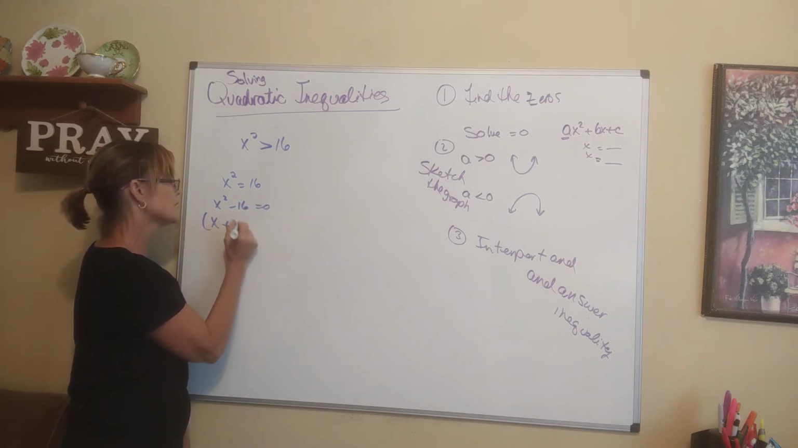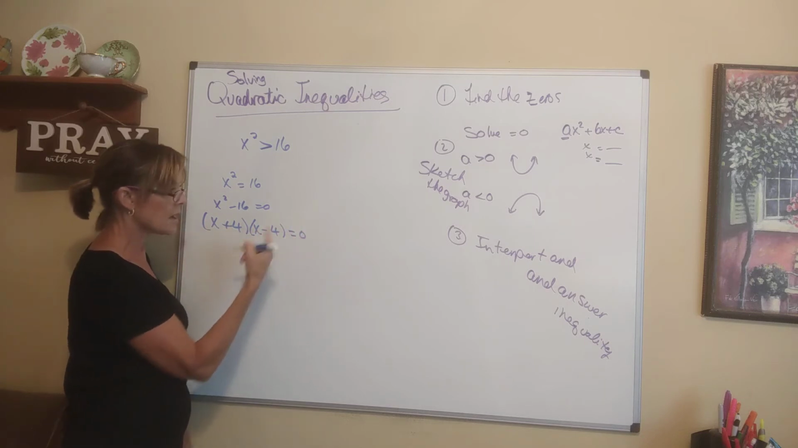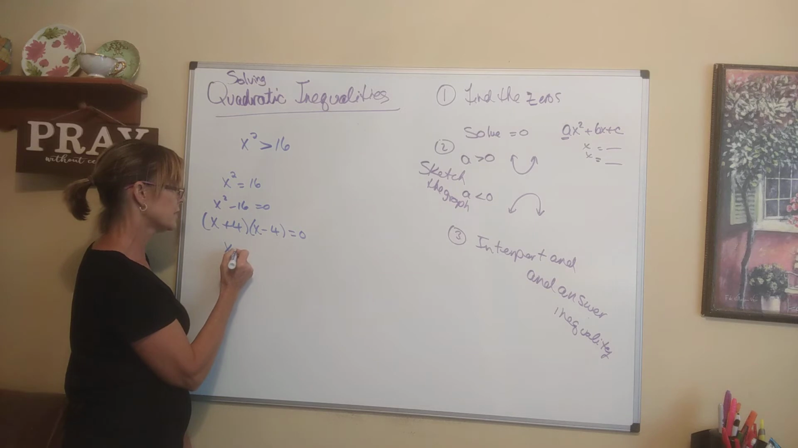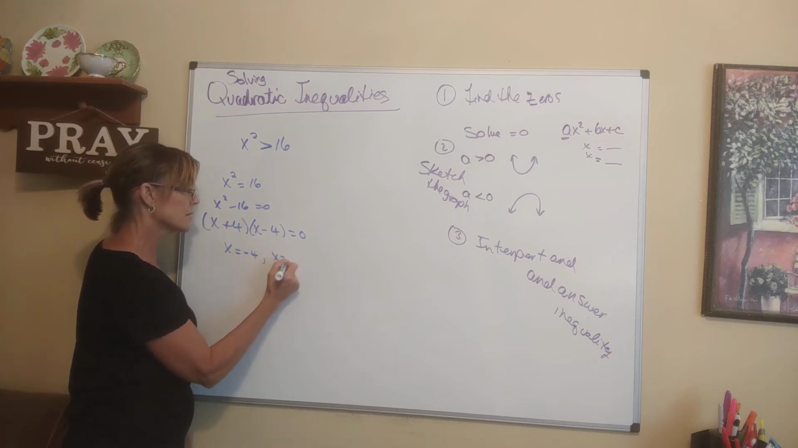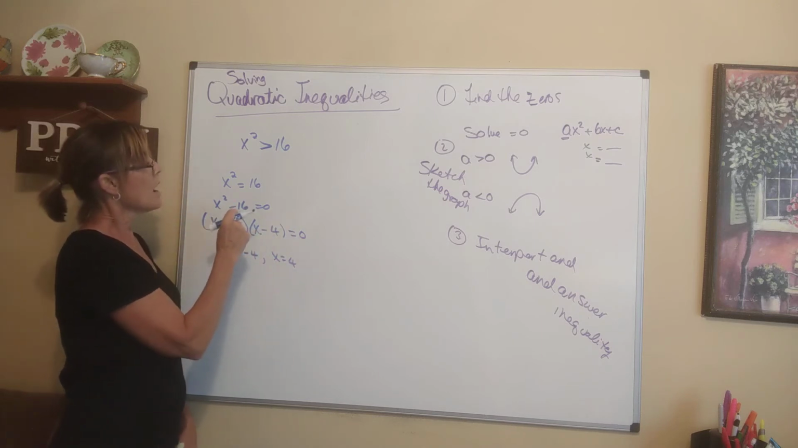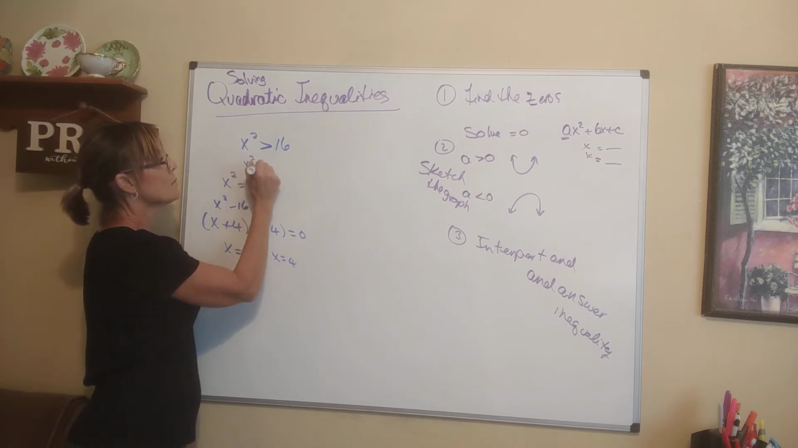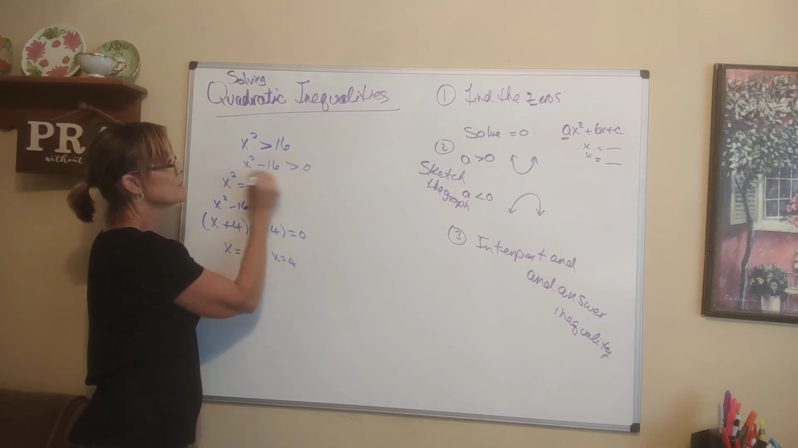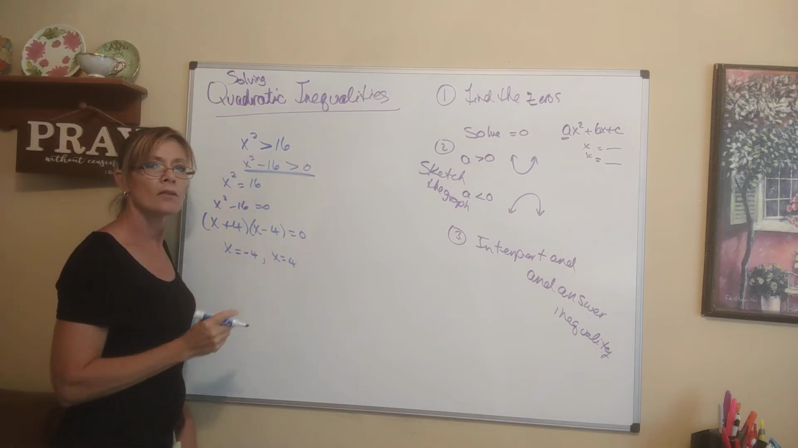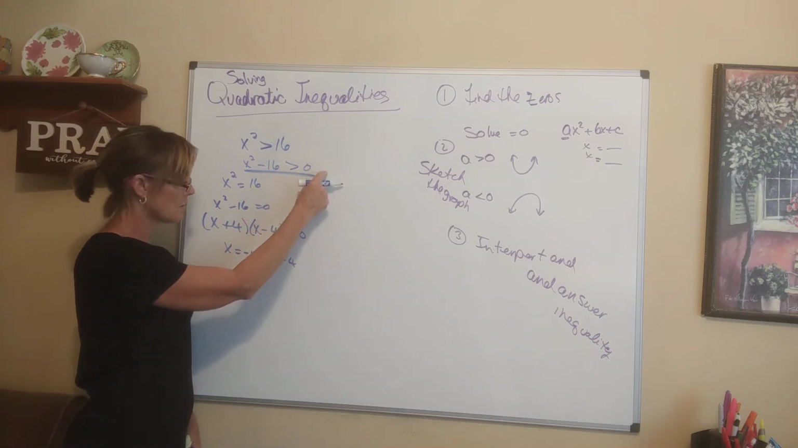X plus 4, this is difference of squares. X minus 4 is 0. So I solve and I get x plus 4 is 0, or x is negative 4. X minus 4 is 0, or x is 4. And I get these zeros, these x-intercepts. Right here, we want to get a 0 on one side because it's easier to solve. So let's subtract the 16. X squared minus 16 is greater than 0. This is what we want to solve because it's real easy to look above the x-axis and below the x-axis when you have a 0 right there.